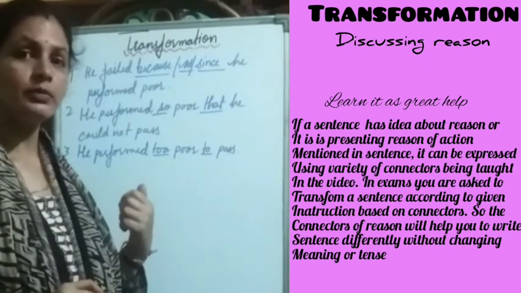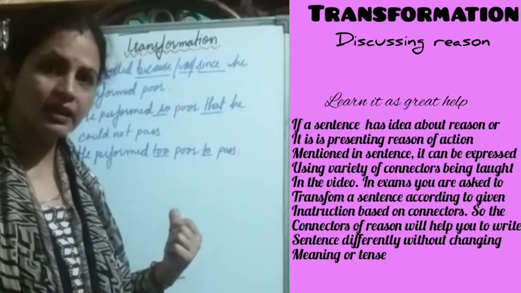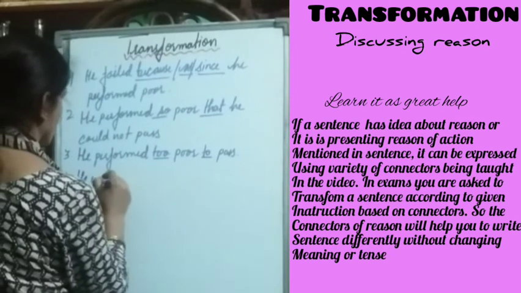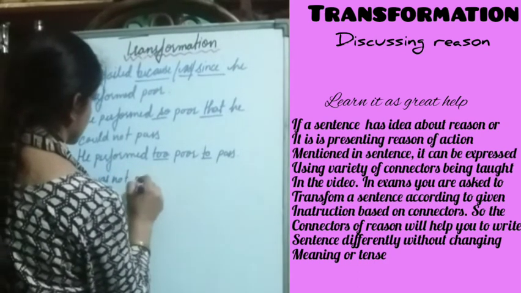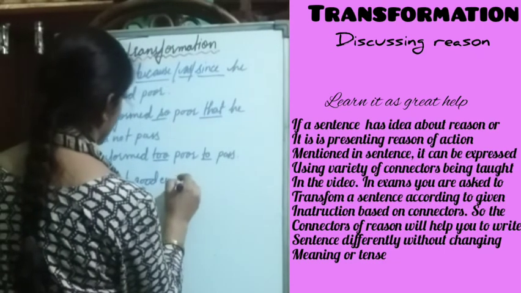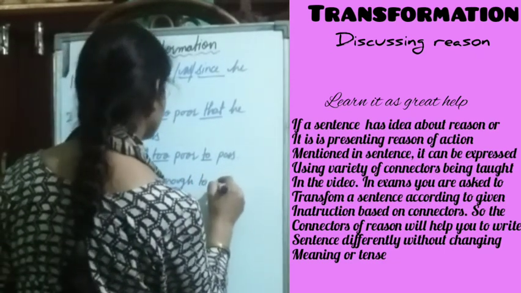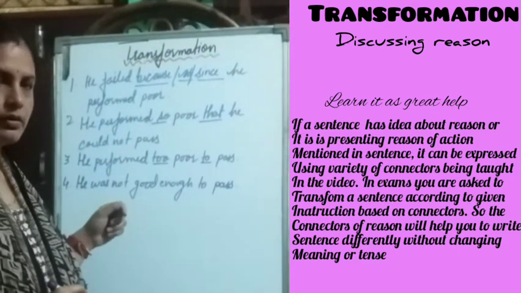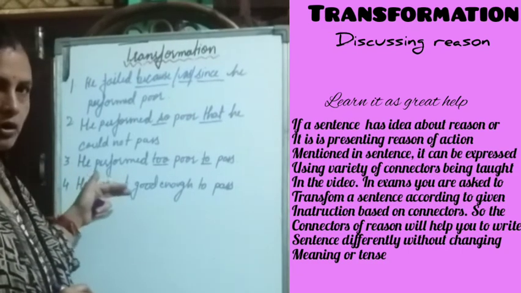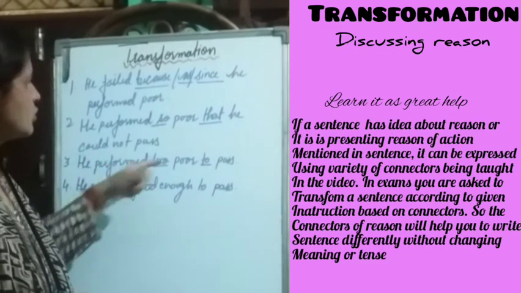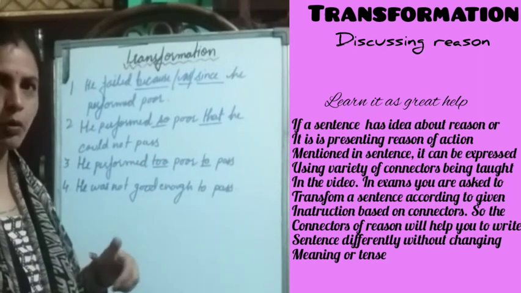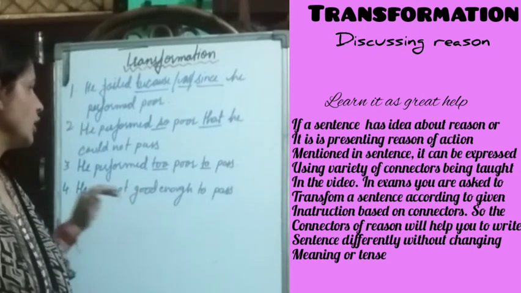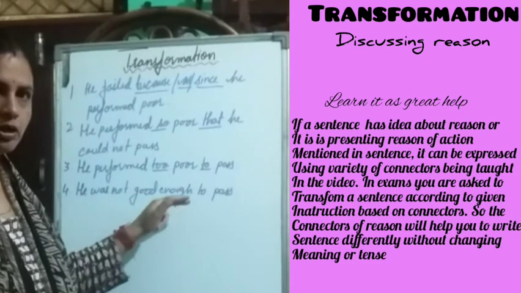We are going to transform this sentence again using another connector, that is enough to. He was not good enough to pass. There is a rule in transformation, children, that after was not we use an adjective, and there is only one adjective in the sentence, that is poor. Here we will use the opposite of this poor, that is good. So, he was not good enough to pass.